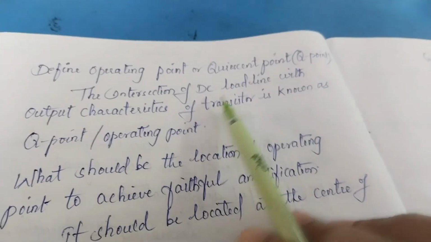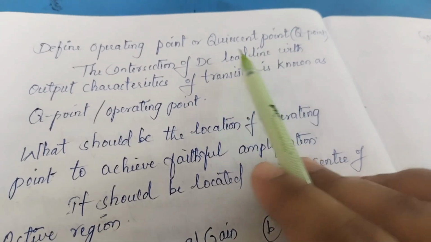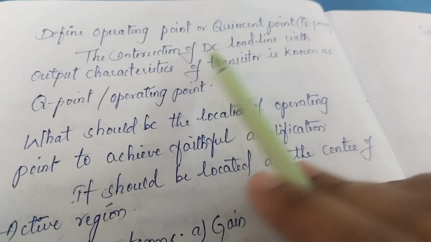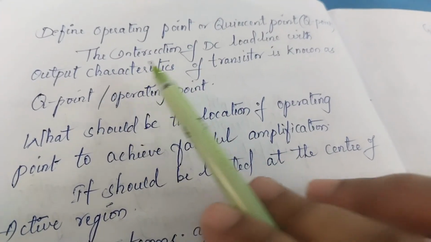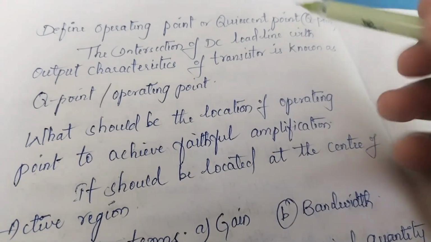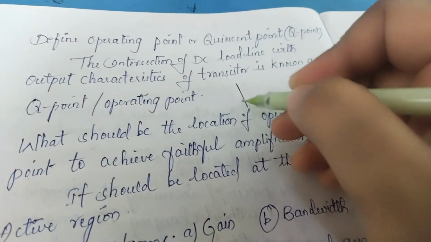And the next question is define operating point or Q point. Q point is nothing but quiescent point. So operating point refers to the intersection of DC load line with output characteristics of a transistor.